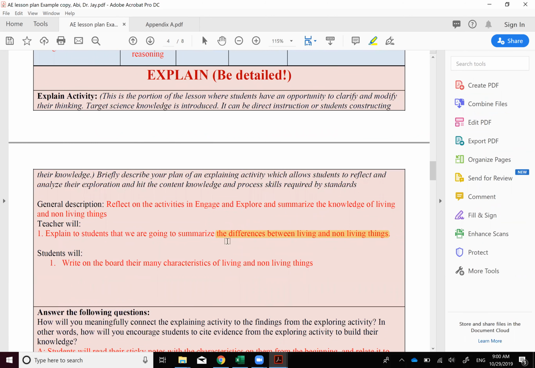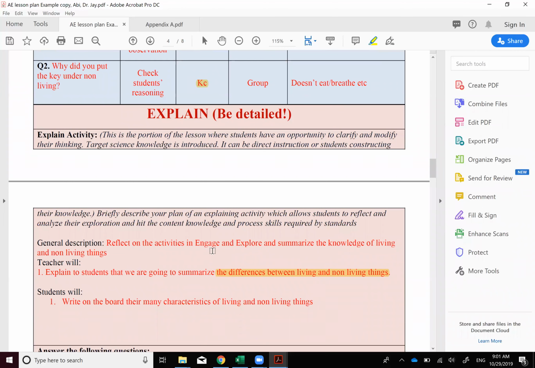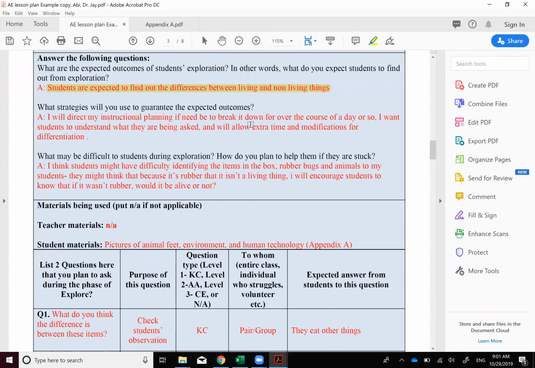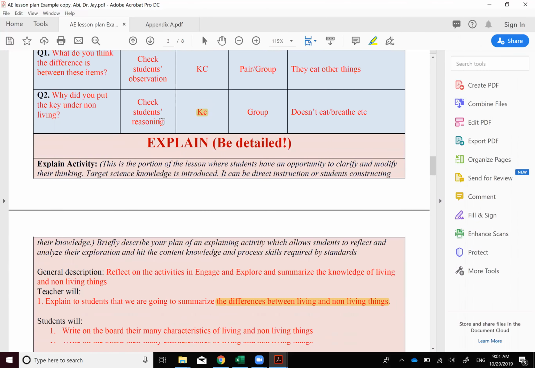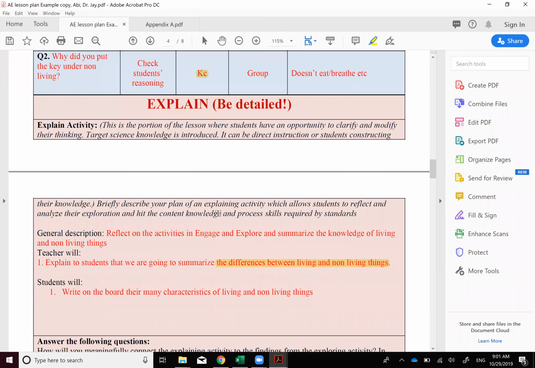Explain. This part should have more information. What differences between living and non-living are you trying to teach students? Summarize that over here, because you need to show in the lesson plan how the items could help students make discoveries about differences, and how you're going to, based on that discovery, summarize the differences between living and non-living. So be specific.